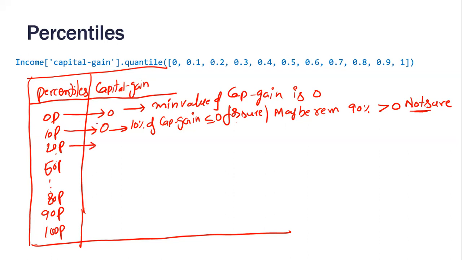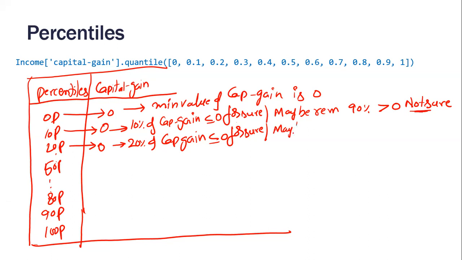The 20 percentile value is 0 in this case, which means 20% of capital gain is less than or equal to 0 for sure. Is that a right statement? Looking at the 20 percentile value, I can say 20% of the capital gain is less than or equal to 0 for sure. Why am I so sure? I have seen the minimum value, the 10 percentile value, and the 20 percentile value. Until now, I have seen everything clearly, so I can make a solid statement: 20% of the time capital gain is less than or equal to 0 for sure.